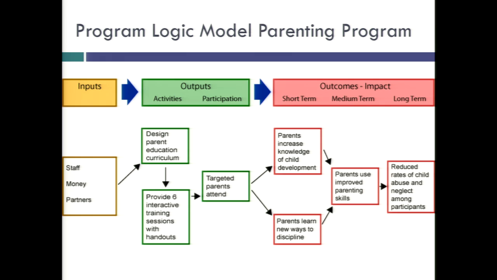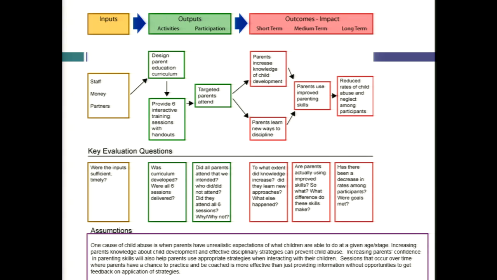Assumptions, thank you very much. All right, here's our assumptions. So the cause of child abuse is unrealistic expectations by parents about what children are able to achieve at a certain time. So this provides you realistic knowledge, appropriate developmental stage or age-appropriate skills for disciplining, et cetera, et cetera. So yes, these are the assumptions.